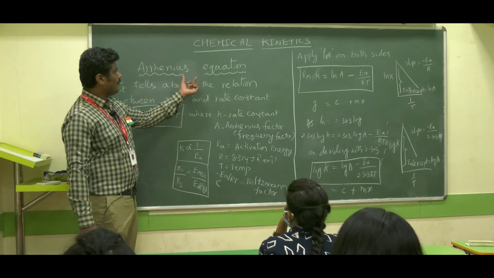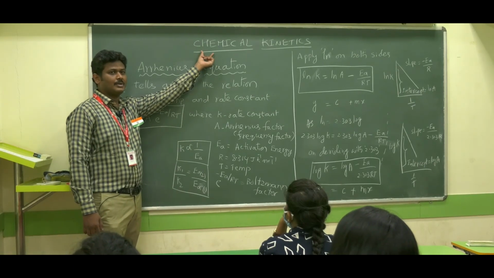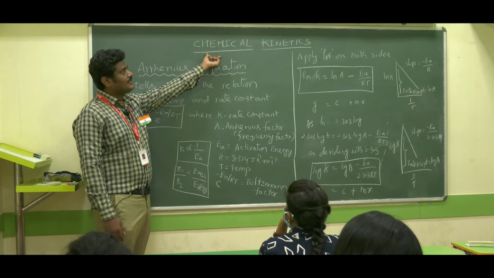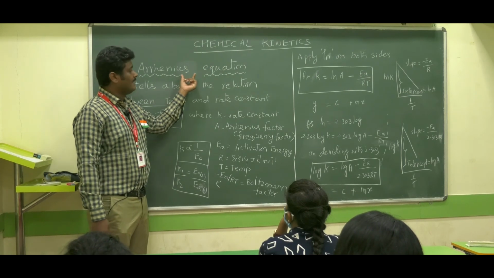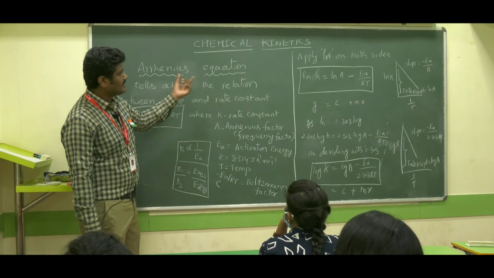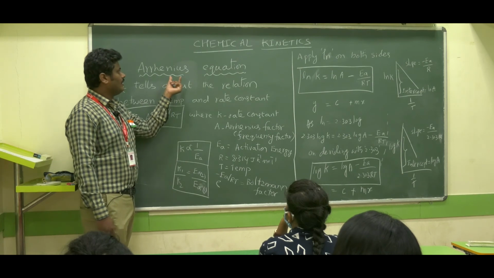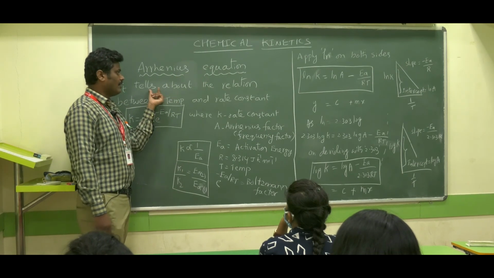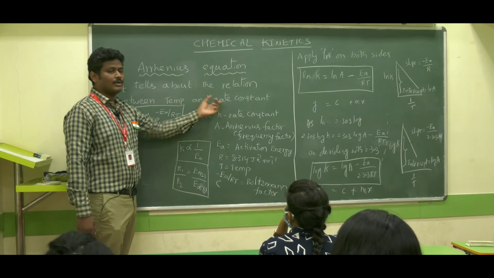We have a topic of the Arrhenius equation from the Chemical Kinetics chapter. The Chemical Kinetics chapter has good weightage in JEE and NEET as well as CBSE. Now, in the Arrhenius equation we will come to know about the relation between temperature and rate constant.